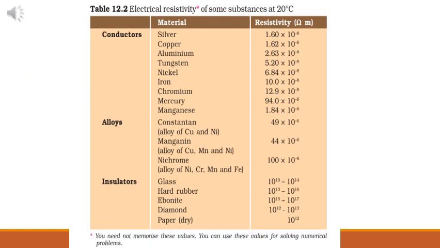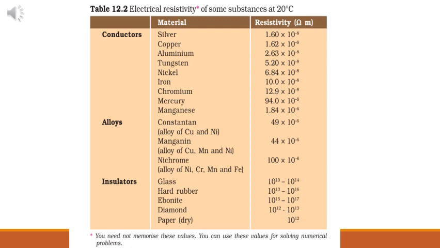Here's a table for electric resistivity of some substances at 20 degrees centigrade. Now we will see the substances and their resistivity. See the note down there. You need not memorize these values. You can use these values for solving numerical problems. You need not learn these values. Of course, it is always nice to know the highest resistance and lowest resistance of the materials.